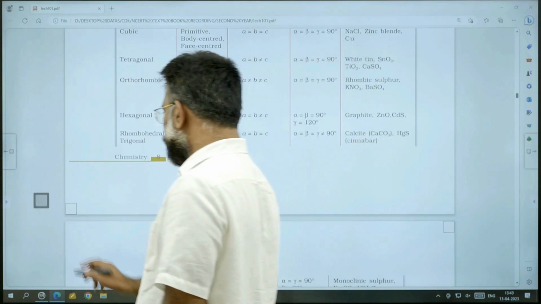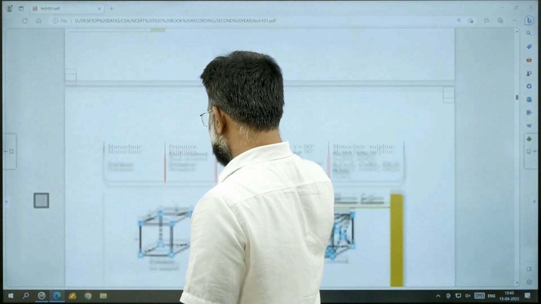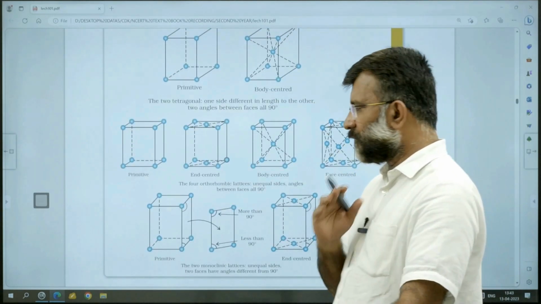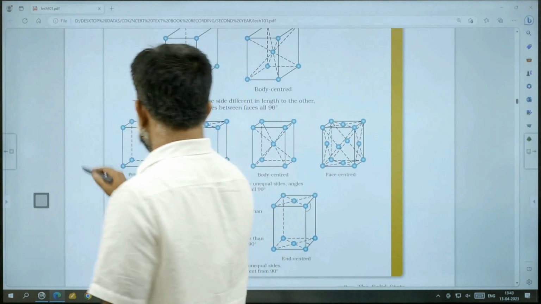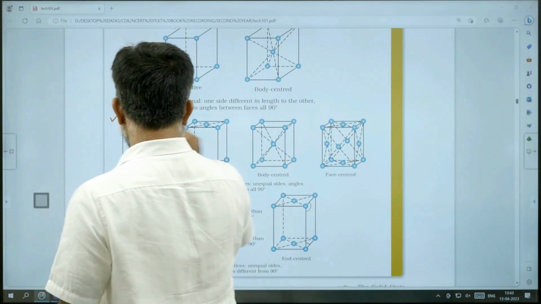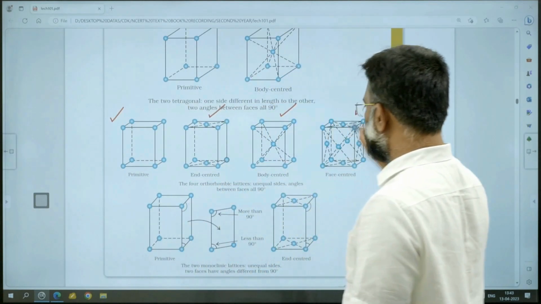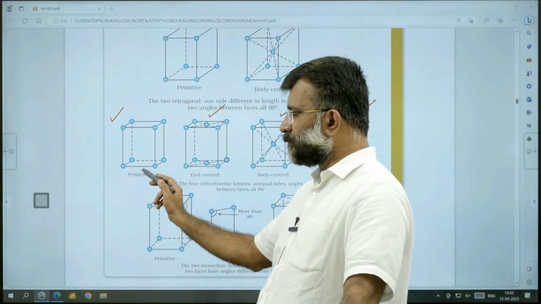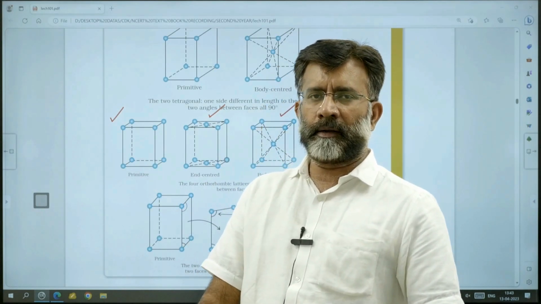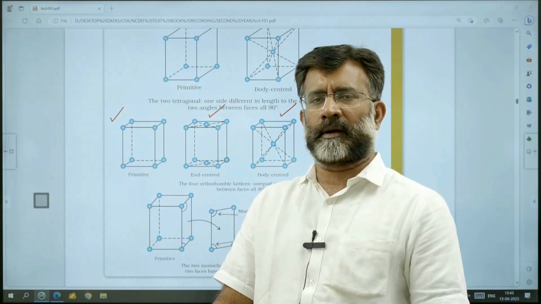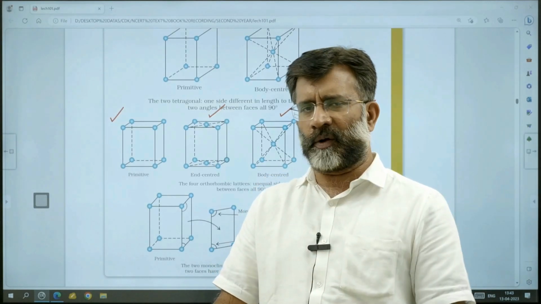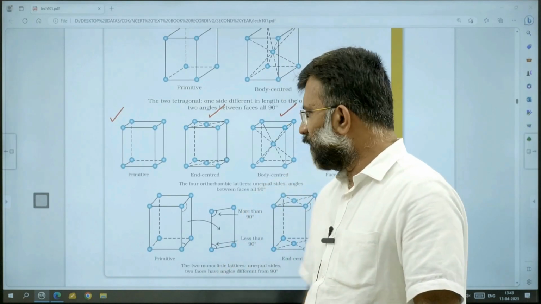Now, there are 4 types of arrangement. The crystal systems are available in 4 different types. What are the 4 different types? You can see this one. Type 1, type 2, type 3, type 4. Type 1 we call it as primitive system, also called simple system. All of you know, particles coming only in the corner. That is primitive system. Only particles will be in the corner.